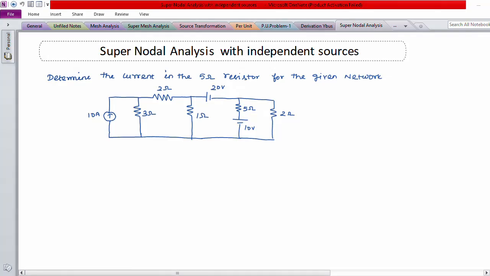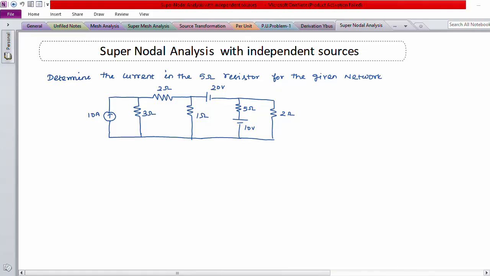Welcome to the lecture. Today we are going to see the problems on supernodal analysis. Now, when we go for the supernode concept, when the voltage source is present between two nodes, in that case we will go for the supernodal analysis. Now we will see the example problems on supernodal analysis.